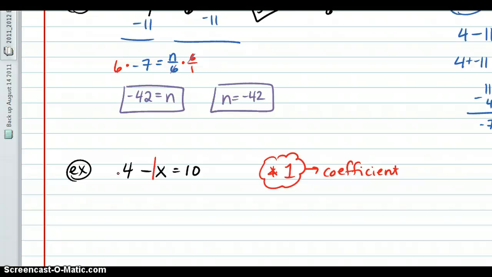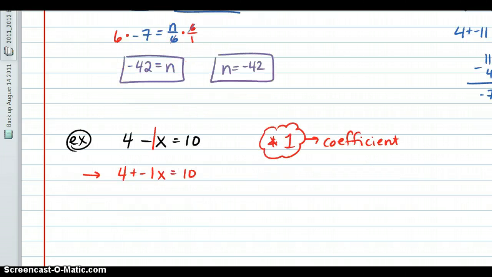I'm also going to rewrite the subtraction as plus negative. Again, I think this helps you to see the math. 4 minus x is the same thing as 4 plus negative 1x. But looking at it like this helps us to see what's going on here. We in fact have addition and multiplication. We need to undo the addition first.